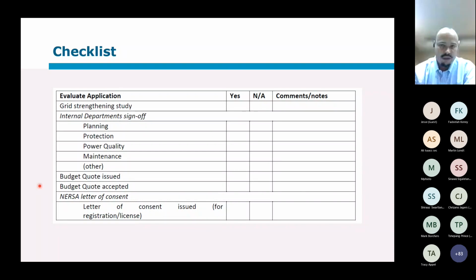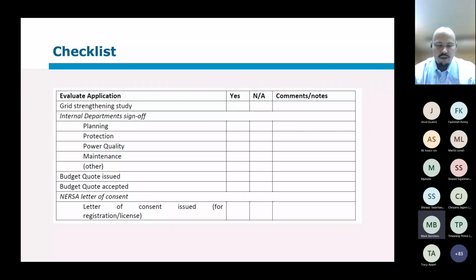And only once he's accepted that, in terms of the Eskom process, if I remember correctly, does their capacity stay reserved for them. So until they accepted that budget quote, that capacity can go to anybody. All right, and this letter of consent, we'll have to just confirm that with the registration requirements. If they want to wheel, they will still need a letter of consent because they have to register with NERSA. So that still applies in those cases. Yes, thank you, Mark.